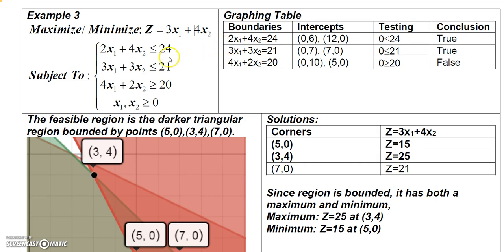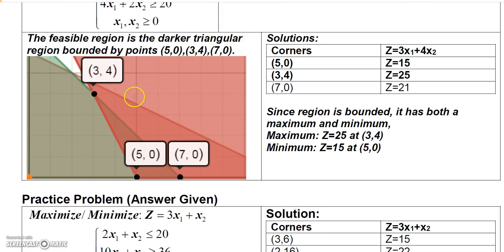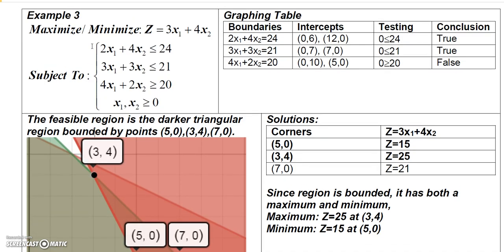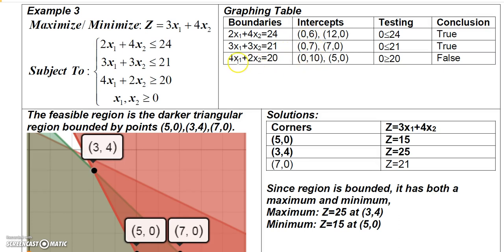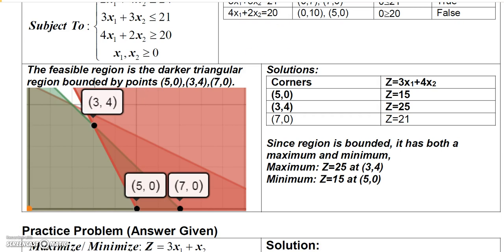So if you have the first inequality, 2x1 plus 4x2 equals 24, the intercepts for that would be: if x1 is 0, x2 would be 6, and if x2 is 0, x1 would be 12. So that would go through (0, 6) and (12, 0). Now, I don't have room to list those, so let me see which one's the lowest y. The y values are going to be 6, 7, and 10. Let me see if I can get the points on here for you. Let me pause the video while I do this.